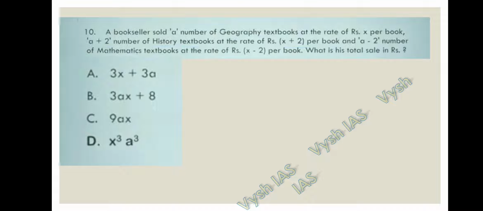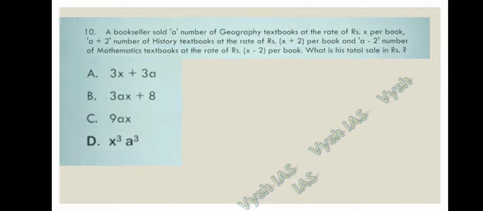Question number 10. A bookseller sold a number of geography textbooks at the rate of rupees x per book, a plus 2 number of history textbooks at the rate of rupees x plus 2 per book, and a minus 2 number of mathematics textbooks at the rate of rupees x minus 2 per book. What is the total sale in rupees?